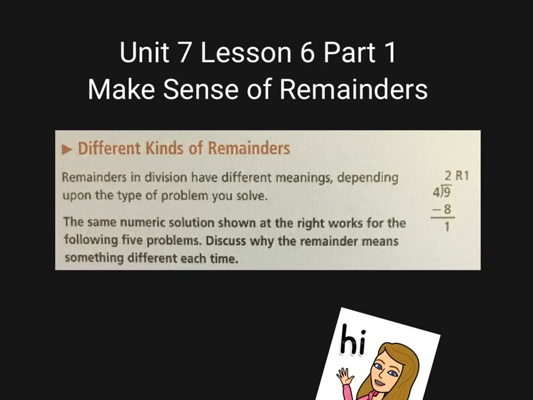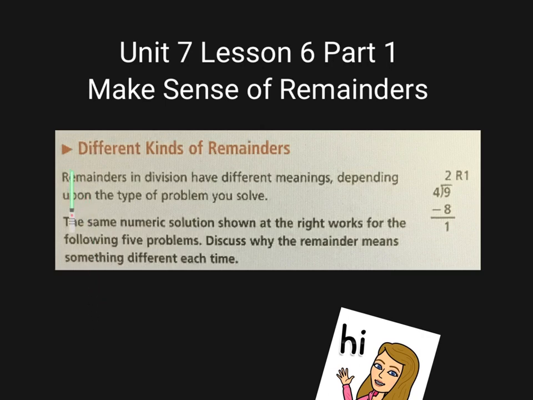Howdy, fourth graders. Today I'm going to start Unit 7, Lesson 6 with you, and then we'll finish it next time. The reason that I'm only starting it today is because we're looking at remainders and trying to make sense of them. So figuring out how they might be used in different word problems, which can be a complicated subject. So I did want to split it down so it's not too overwhelming.